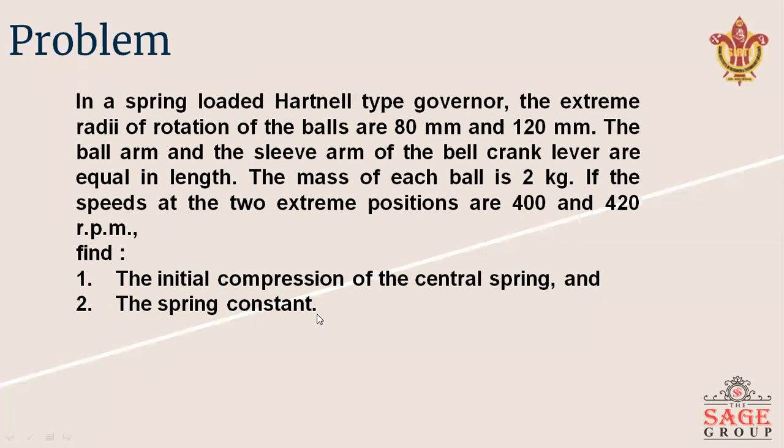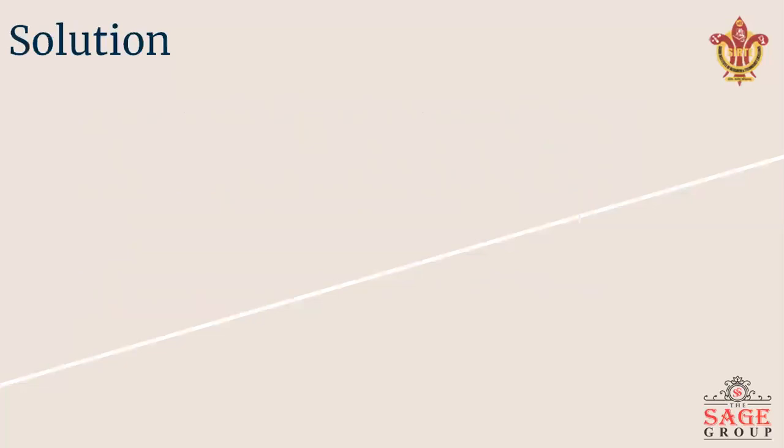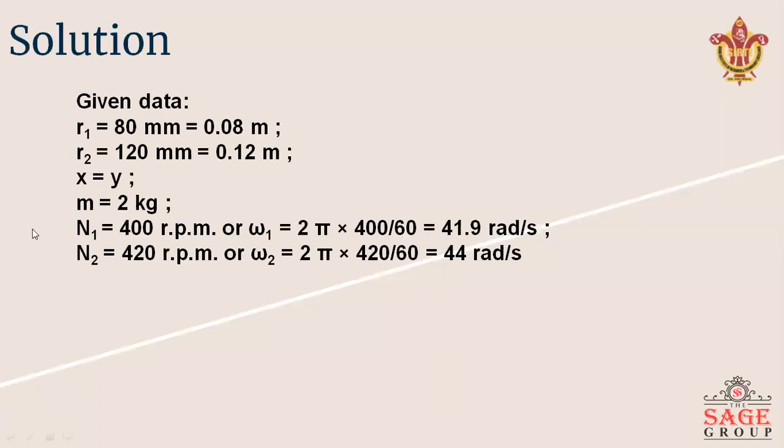This is the numerical problem, so we have to solve it systematically. First of all, we will start from the given data, which is given in the question. r1 is equal to 80 mm, r2 is equal to 120 mm, x is equal to y, small m is equal to 2 kg, N1 is equal to 400 and N2 is equal to 420 rpm. All the data is given in the question.